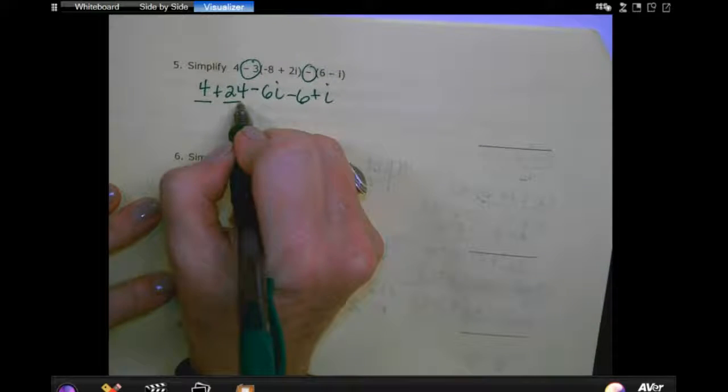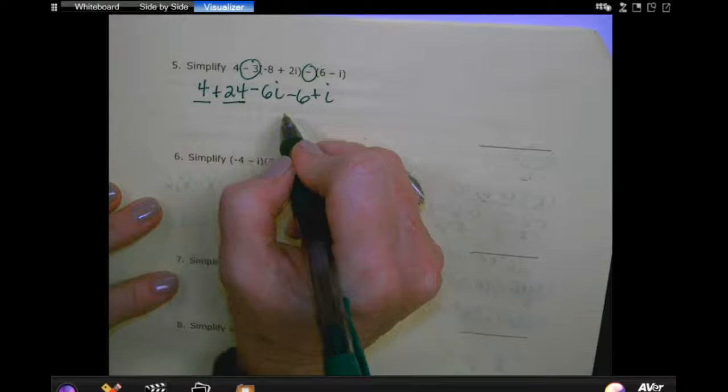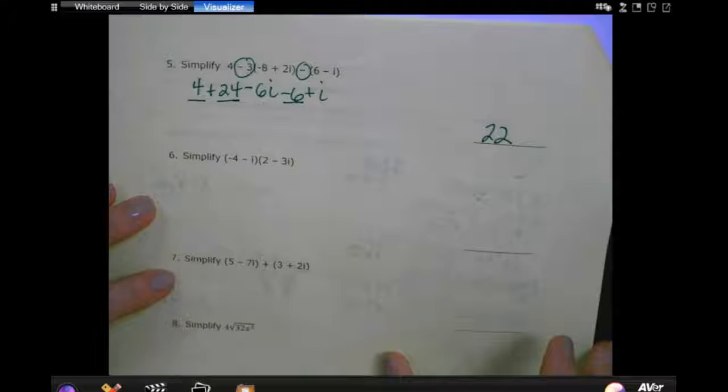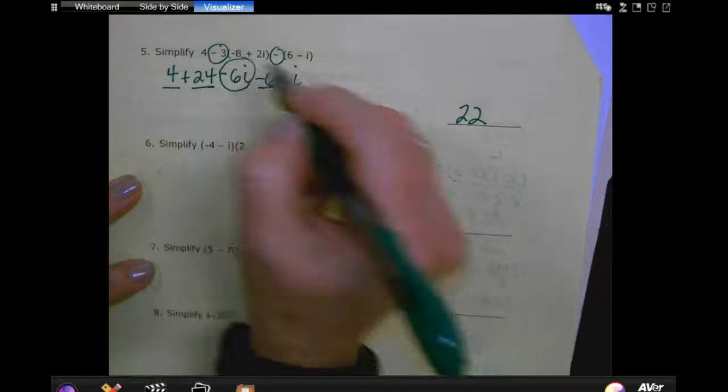So 24 and 4 is 28, minus 6 gives me 22. And then I get minus 6i plus i is minus 5i. So we just added and subtracted. Can I put together the 22 and 7? I mean the 22 and 5? Uh-oh. Because one of them has an i, right? So we can't combine those.